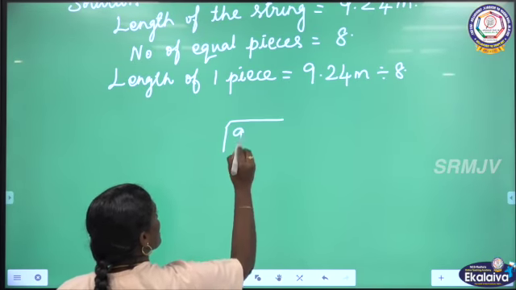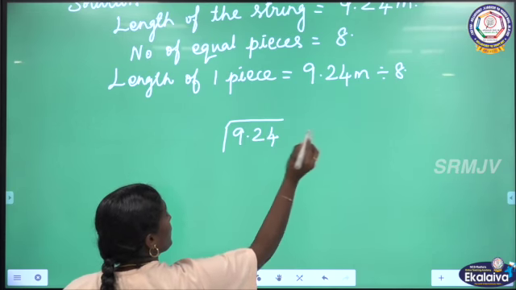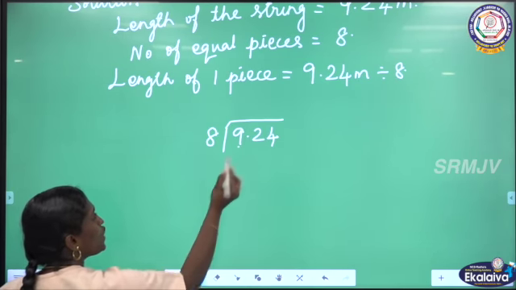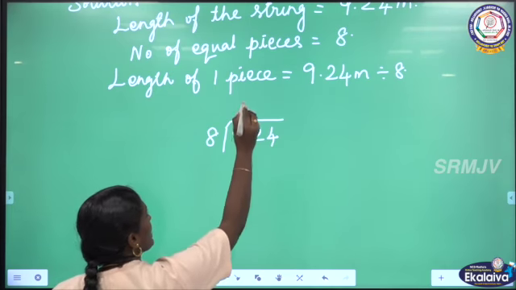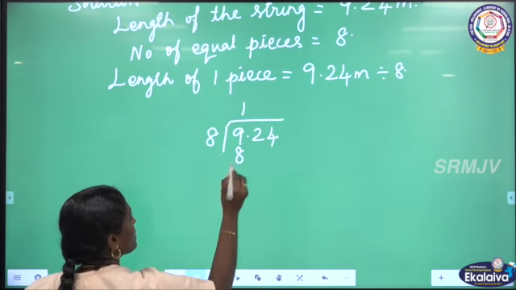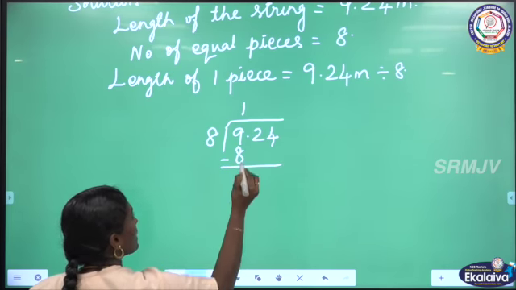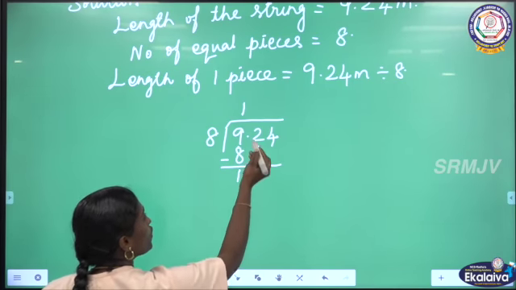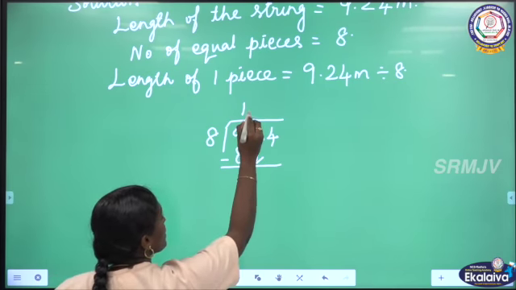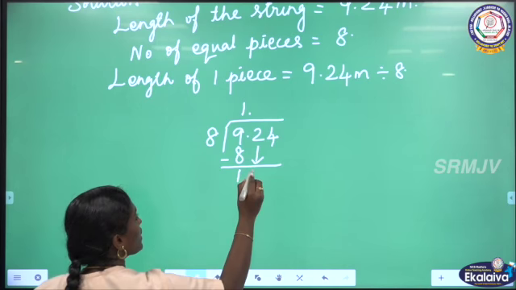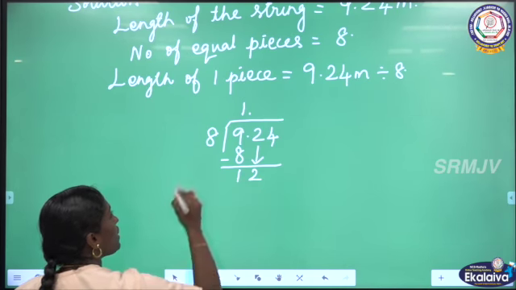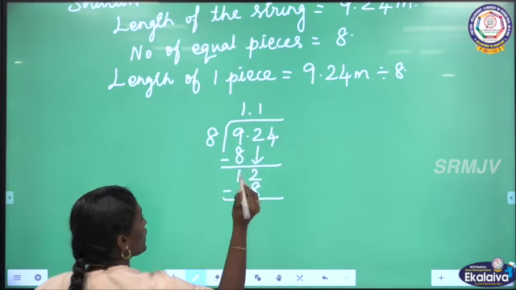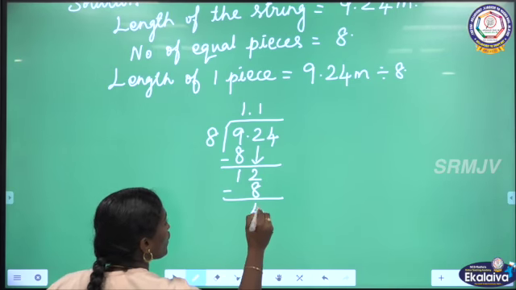Now we have to divide the numbers 9.24 by 8. The dividend is 9.24. The divisor is 8. Now we have to take the first digit which is greater than the divisor. In 9, 1 time 8 is there. While subtracting 9 minus 8, 1. Now we are going to take the next digit 2, which is in the decimal part. So we have to keep the decimal point in the quotient. Now it's 12. In 12 also 1 time 8 is there. Now we have to subtract 12 minus 8, 4.